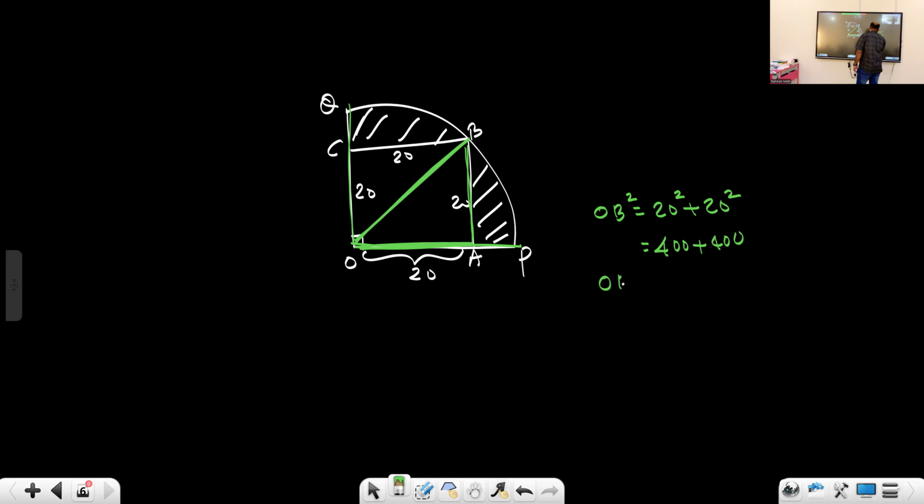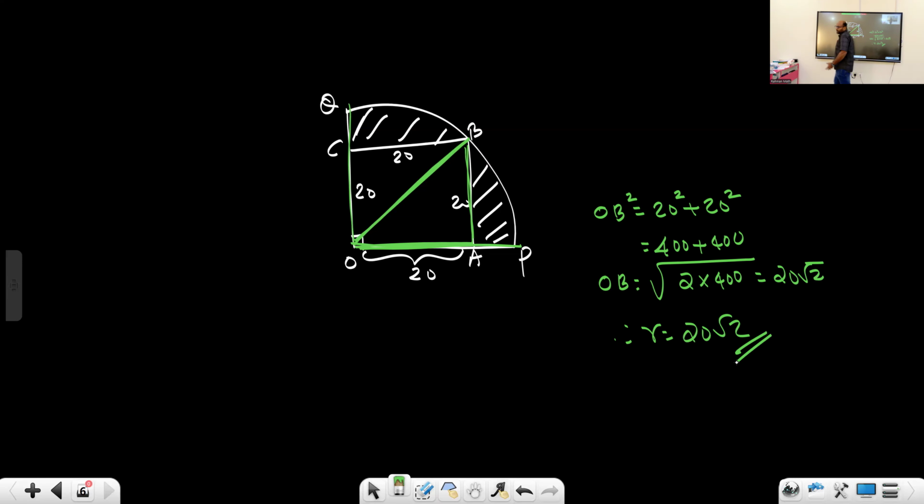I told you, if the number is repeating, don't add it. What we used to do? 2 times, because this is easy, 20 root 2. Therefore, radius will be 20 root 2. Check it. If you are adding, it will be a problem for you. 800, then you have to factorize it.